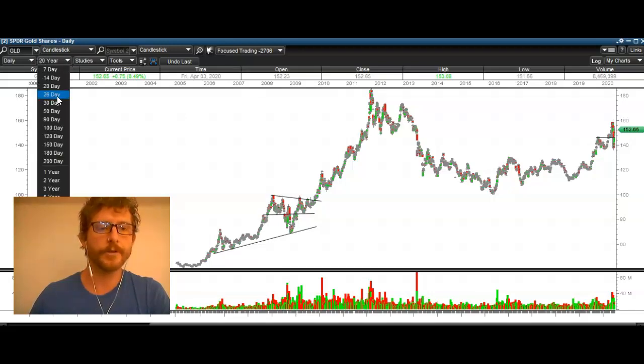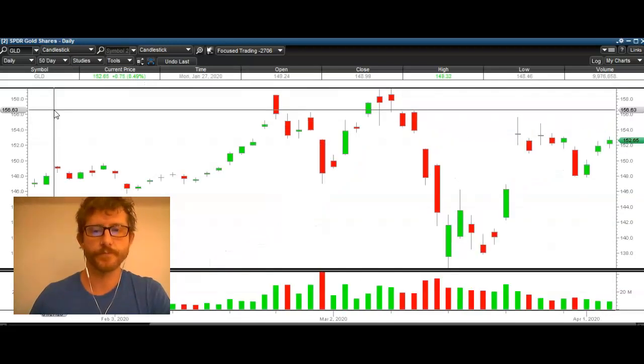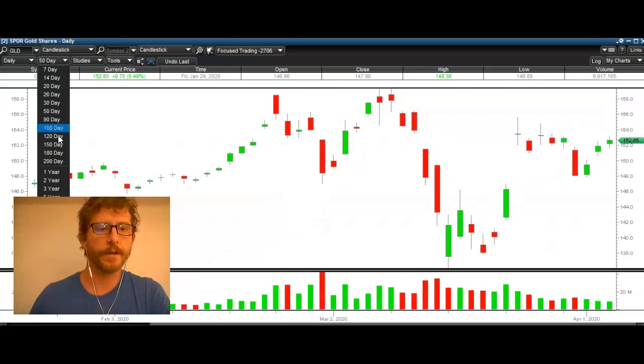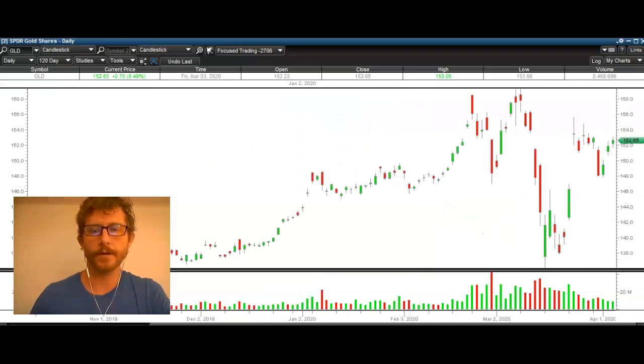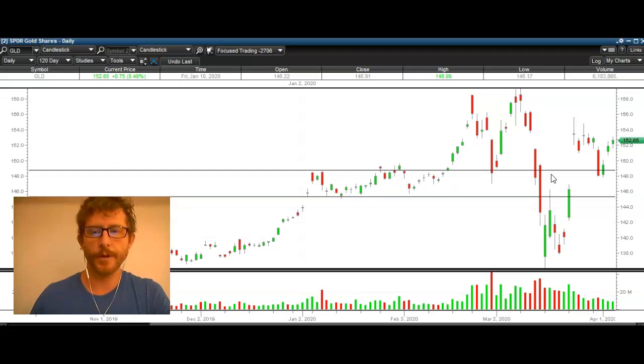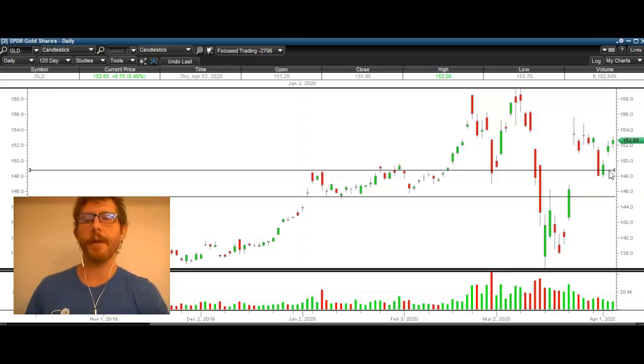That level, let me just kind of zoom in a little bit, would be right around here, that low right there. Okay, so right around this level right there. So between about 149 to 145 on GLD is going to be that buy zone here for gold.